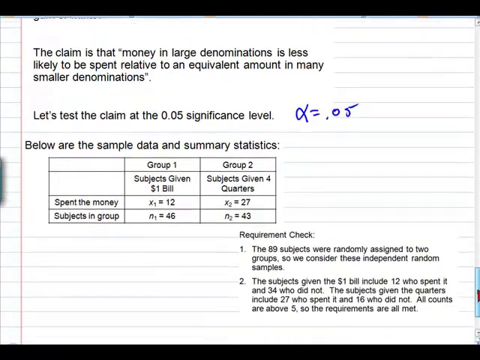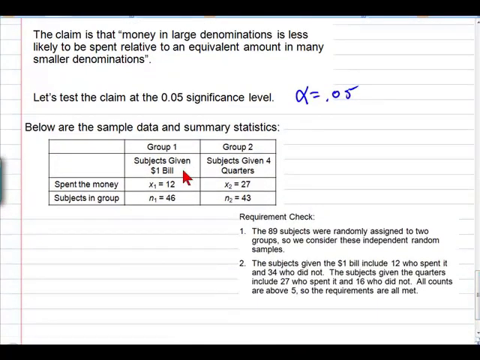So here's the sample data. Group 1 was given a $1 bill. This is the number of people out of Group 1 that actually spent the money out of 46 people. And then there's the number of people out of Group 2 that spent the money. So here's x1, n1, x2, n2. We do have to check the requirements, make sure that the requirements are met to be able to do this test. First of all, we have a simple random sample, and we have at least 5 who spent the money and did not spend the money from each of the groups. So n times p is greater than or equal to 5 for both groups, and n times q is also greater than or equal to 5 for both groups.